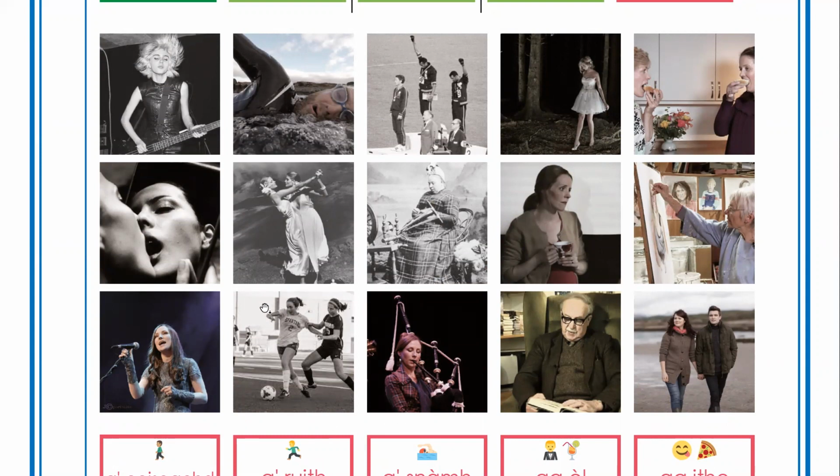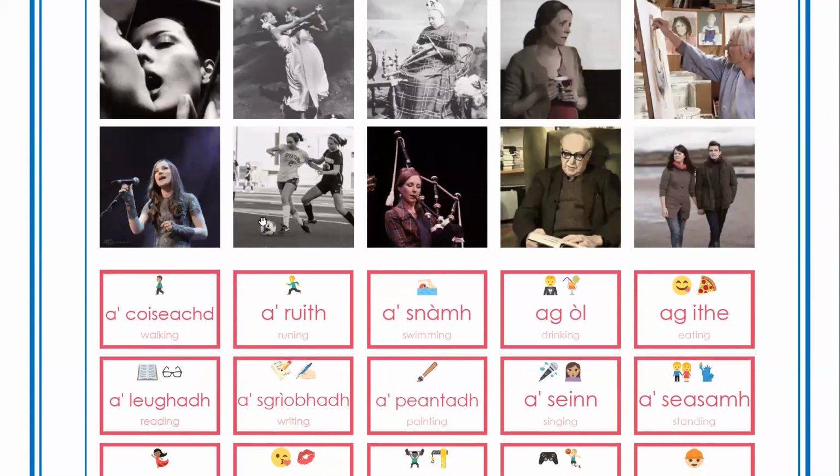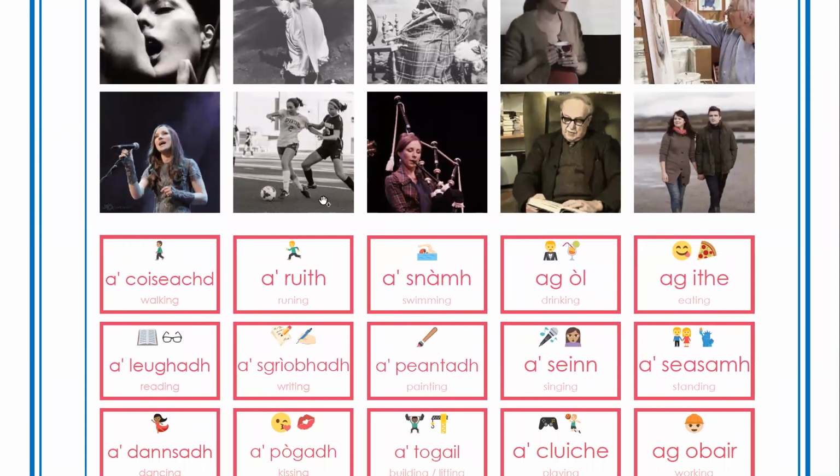But here we have two girls playing football. So we can have ha iad a cloich football if you don't know the words. There is a Gaelic for football, it's ball chosha. Ha de cloich ball chosha.